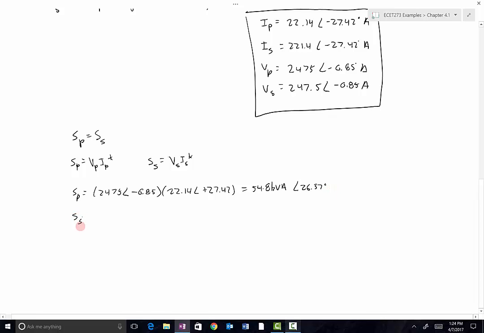And then for the secondary apparent power, we get 247.5 at an angle of negative 0.85 degrees. And I multiply that by the secondary current, 221.4 at an angle of plus 27.42, since I take the complex conjugate. And again, I get 54.8 kVA at an angle of positive 26.57 degrees. So I've verified the conservation of power.